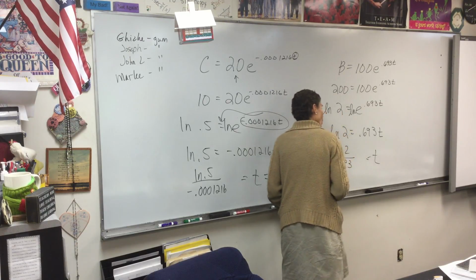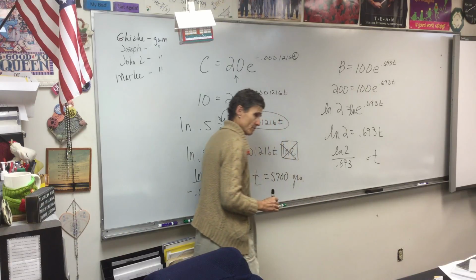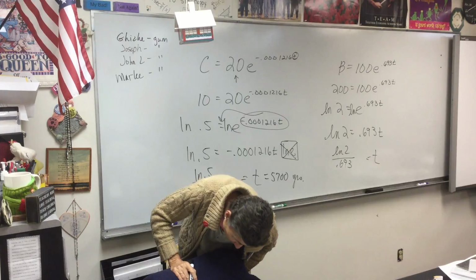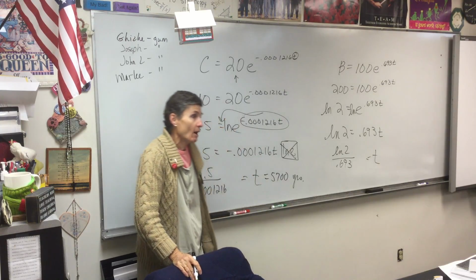So t equals ln 2 divided by 0.693. What do you come up with? How long is it going to take for this population to double? Is it day, hour, what? Hour. It takes 1 hour to double.